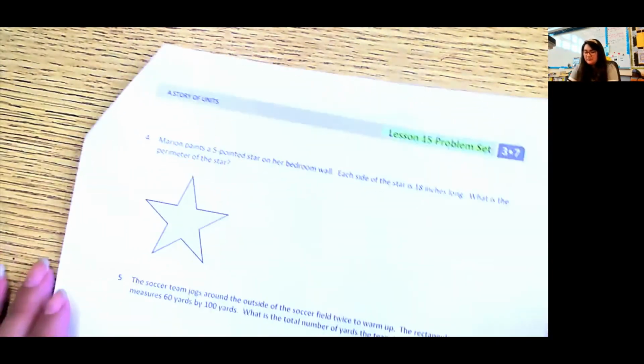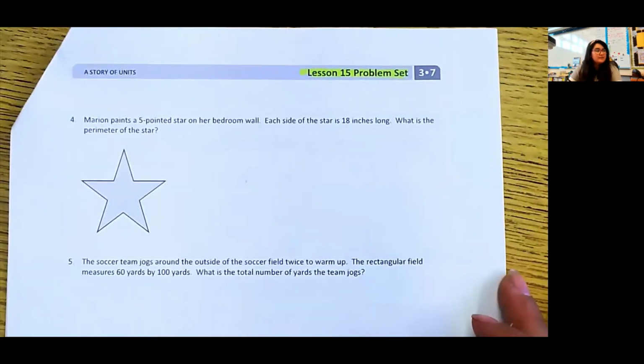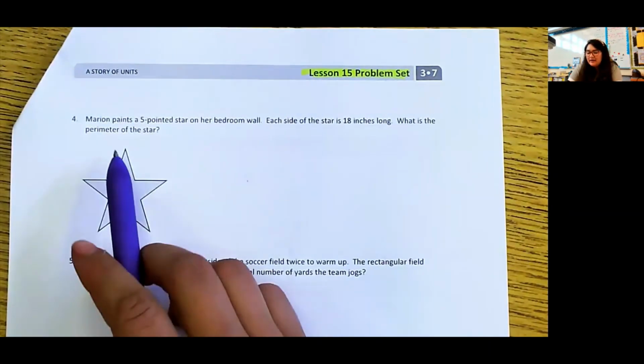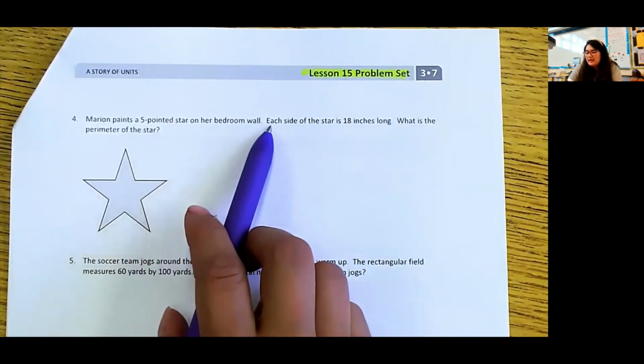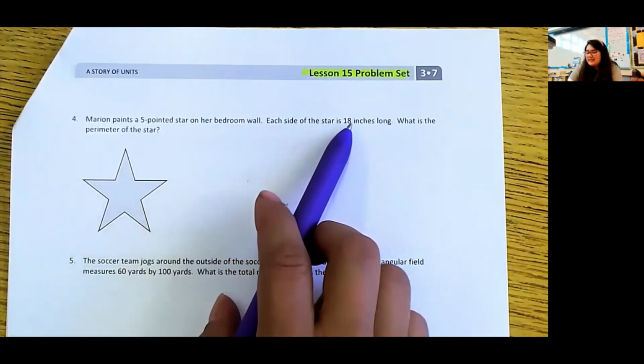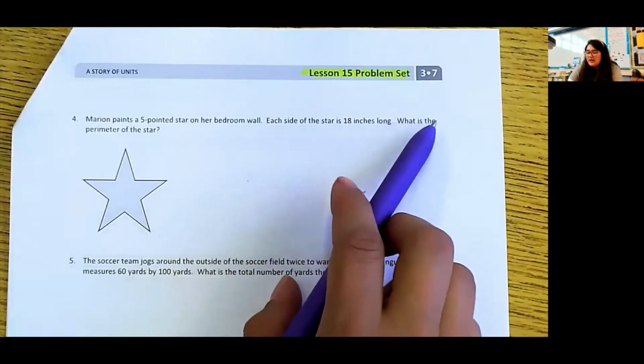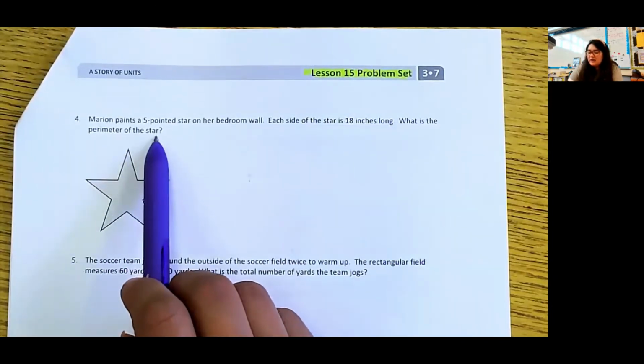Okay, we're looking at number 4. Okay, this says, Marianne paints a 5-pointed star on her bedroom wall. Each side of the star is 18 inches long. What is the perimeter of the star?